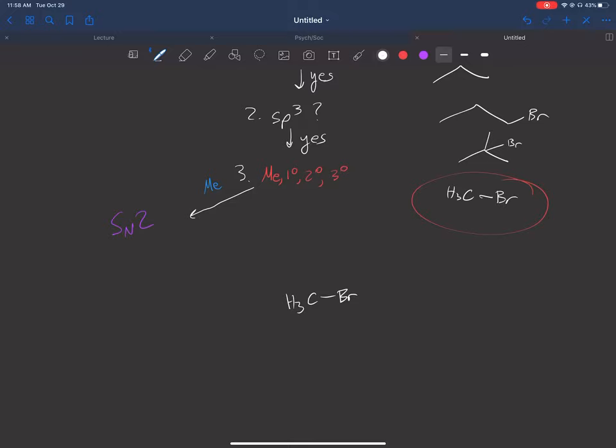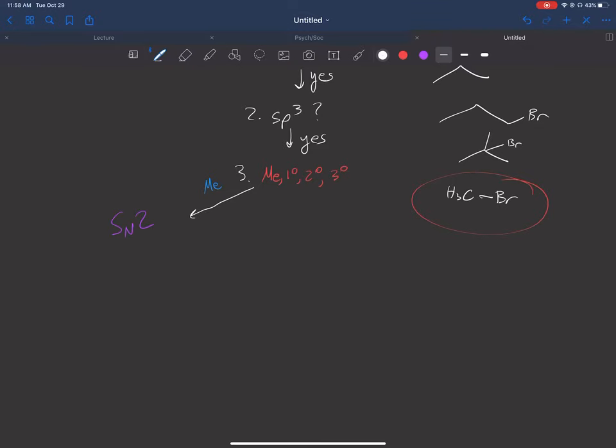I could have Cl minus, CN minus, OCH3 minus, H2O, CH3OH, tert-butoxide. Doesn't matter. As long as it's a methyl, you have SN2, period. Okay? So that should be relatively clear.